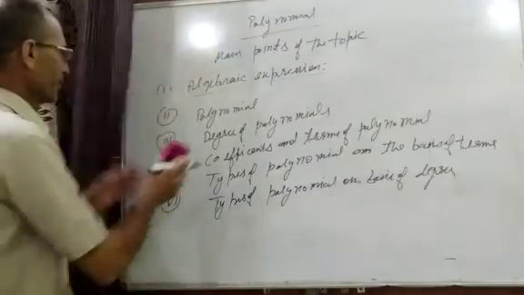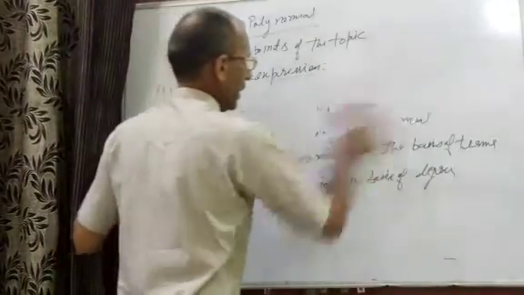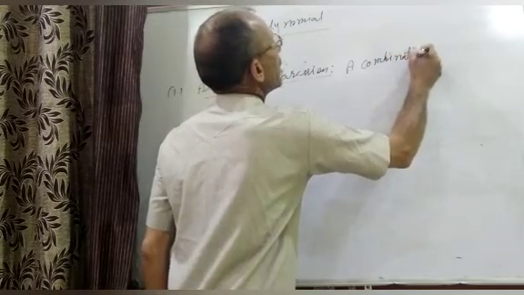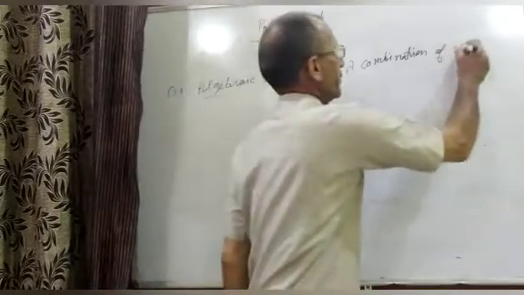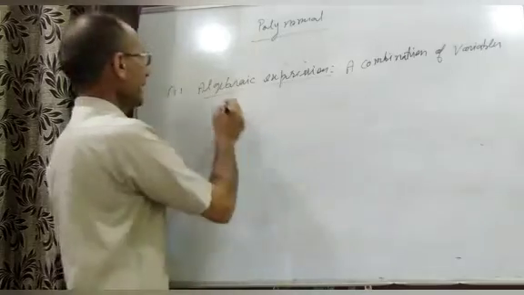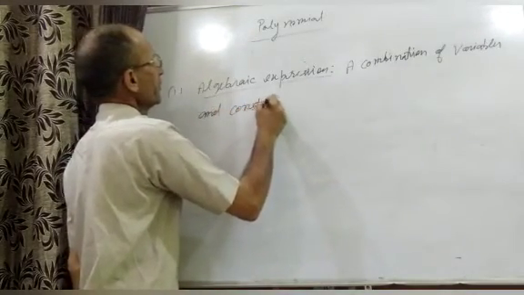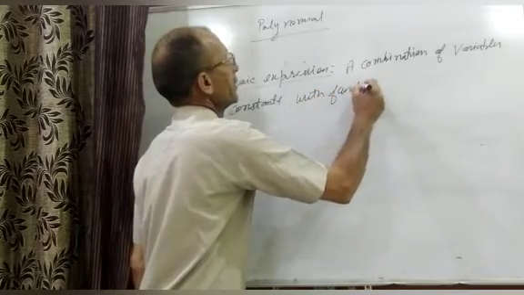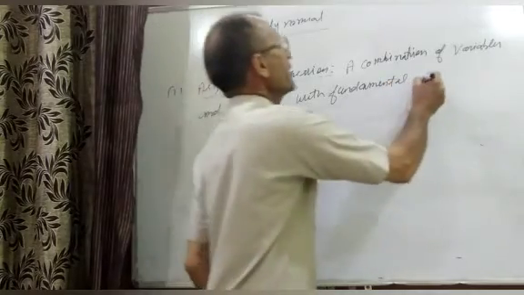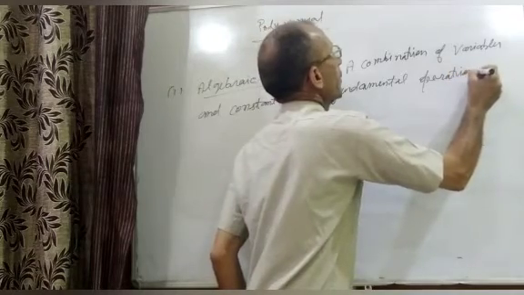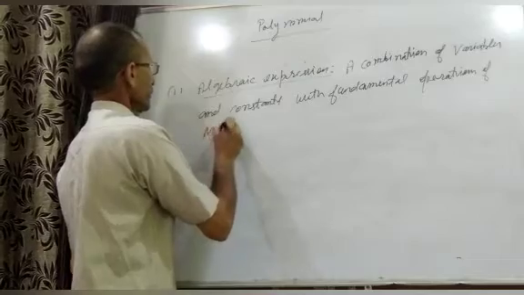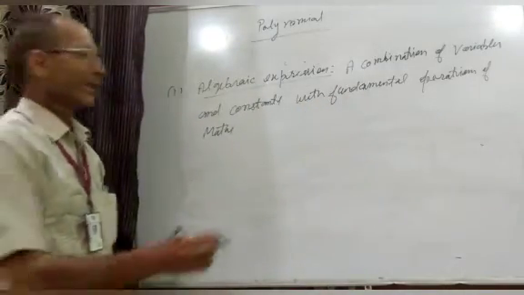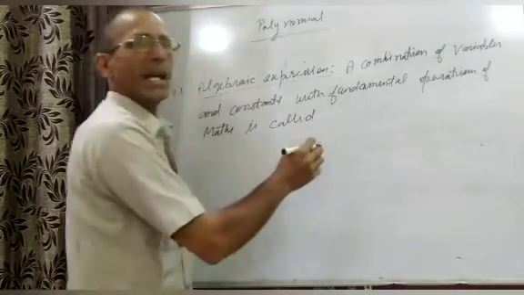Algebraic expression: a combination of variables and constants with fundamental operations of maths is called an algebraic expression.